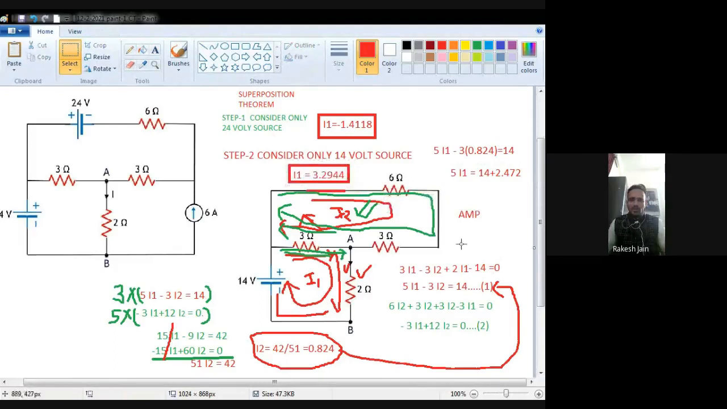And what is the constant of the first equation for I1? That is 5. So multiply the second equation by 5. So what will happen? 5 multiplied by 3 is 15 I1. 14 multiplied by 3 is 42.